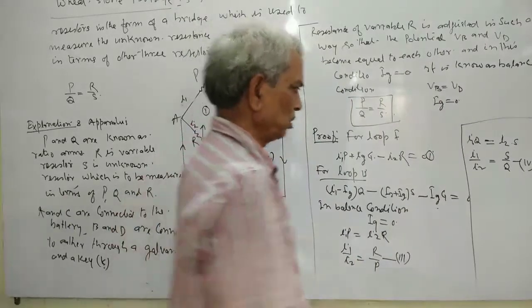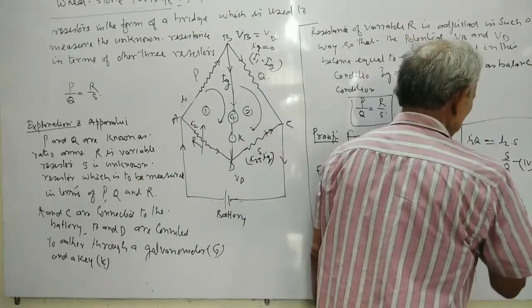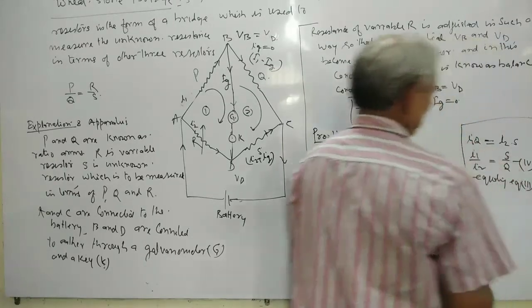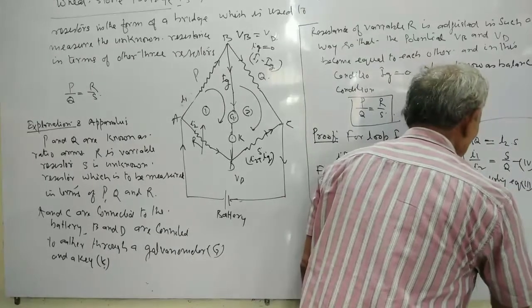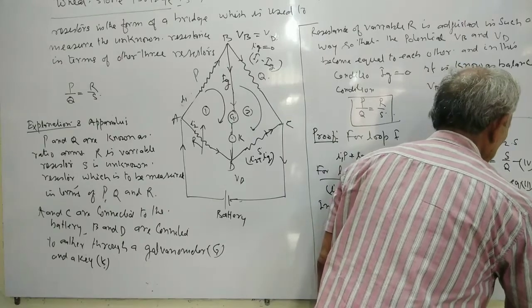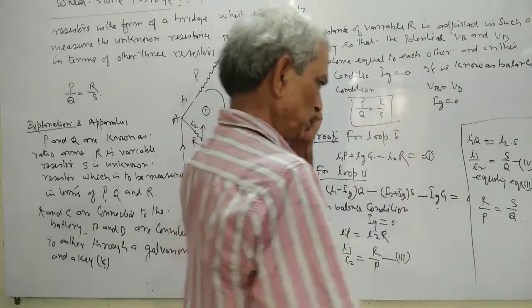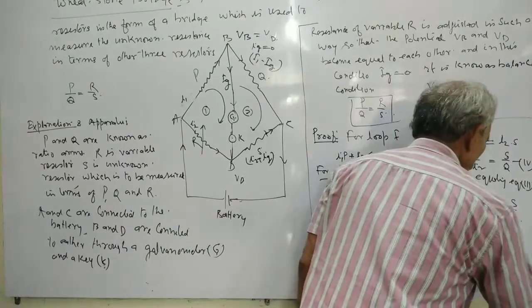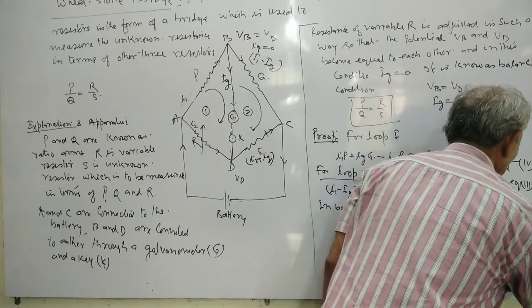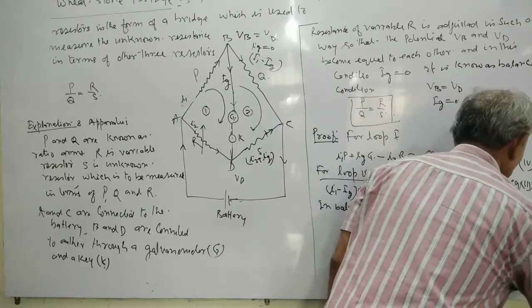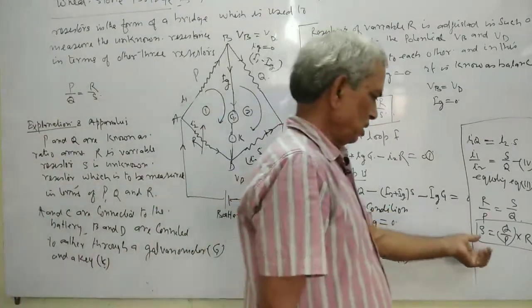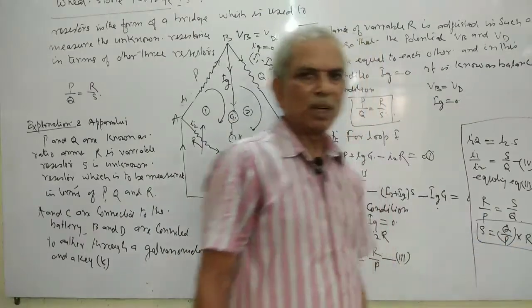Equating equation 3rd and 4th, R upon P equal to S upon Q, or S equal to Q upon P into R. This is our final equation. Then S is in terms of P, Q, R.